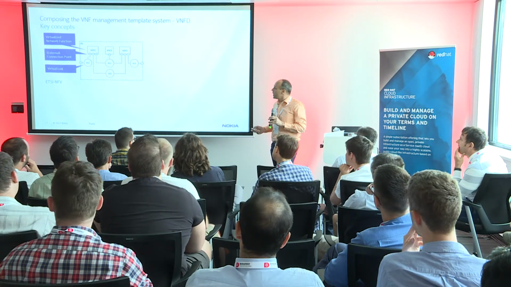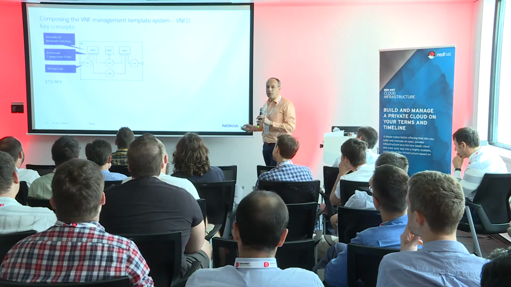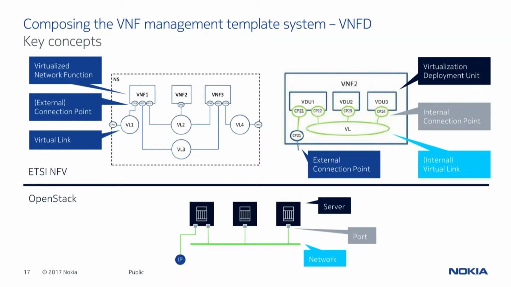But first of all, I would like to introduce a few notions, because that's the language that I will speak in. So in ETSI NFV, on the highest level, we have the VNFs, the virtualized network functions, which communicate with each other via virtual links. And the virtual links are connected with the VNFs via so-called connection points. That's basically the basic building blocks.